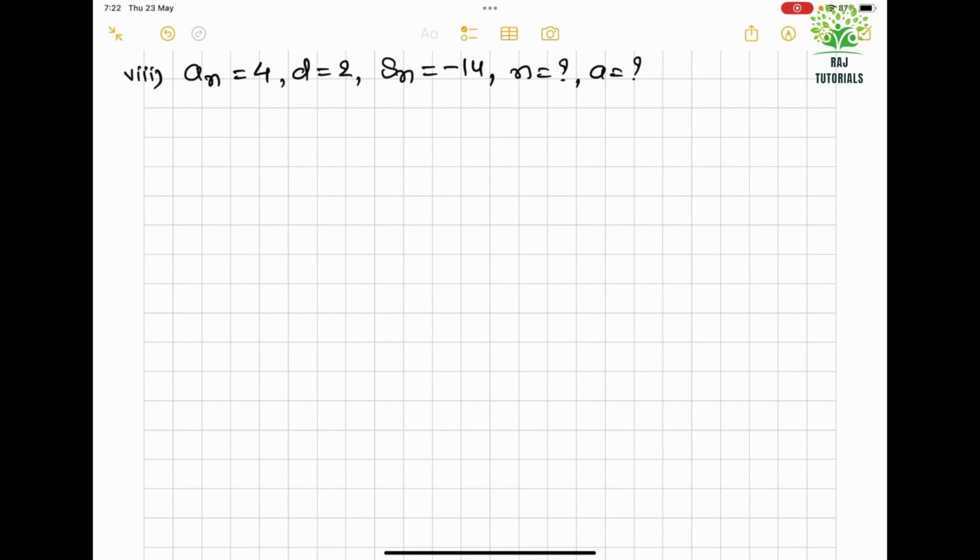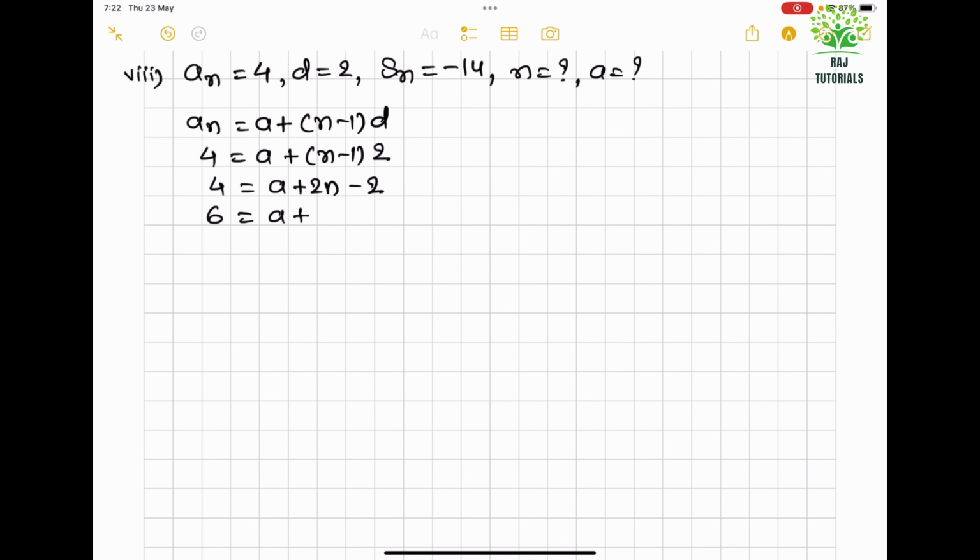Here we are given An, D and Sn, and we have to find N and A. So again, using the formula An equal to A plus n minus 1 D, 4 equal to A plus n minus 1 into 2. So 4 equal to A plus 2n minus 2. So 6 equal to A plus 2n. Therefore I can say A equal to 6 minus 2n.